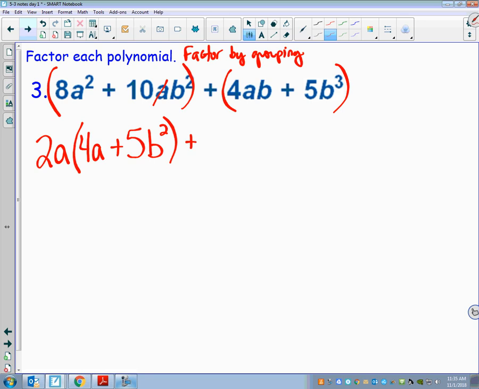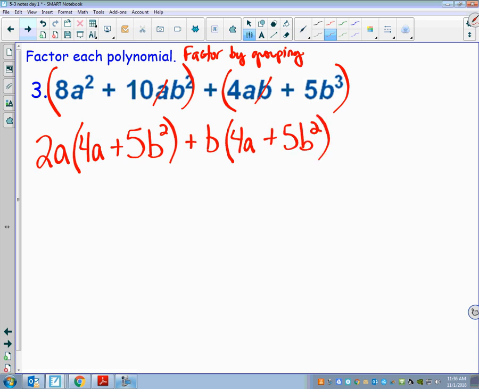And if I do the same thing over here, 4 and 5 don't have anything in common, but what I can do is take 1B out of that. If I take the B out of this, I'm left with 4A. And if I take 1B out of that, I'm left with 5B squared.